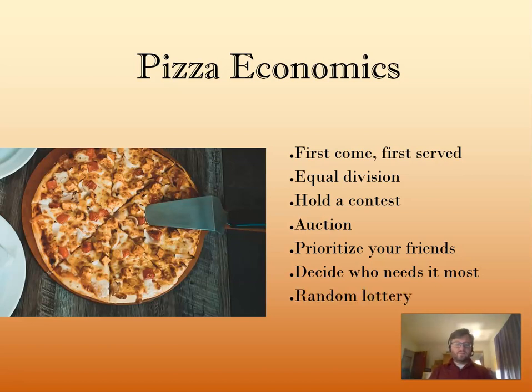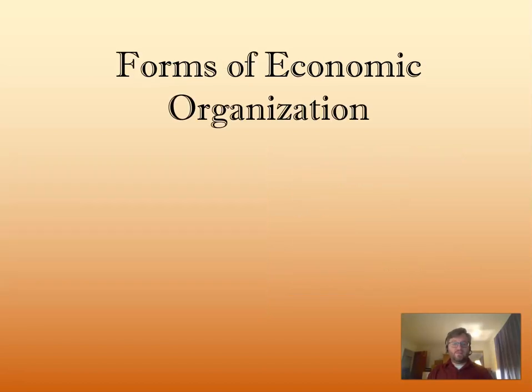We could hold a lottery and do it randomly, so you can draw straws or roll dice or whatever randomizing technique you want to use. And so you're allocating it at random, and so it's based on luck. You might get lucky and get some pizza. You might be unlucky and not. So those are a bunch of different ways that we might think of to allocate this scarce pizza.